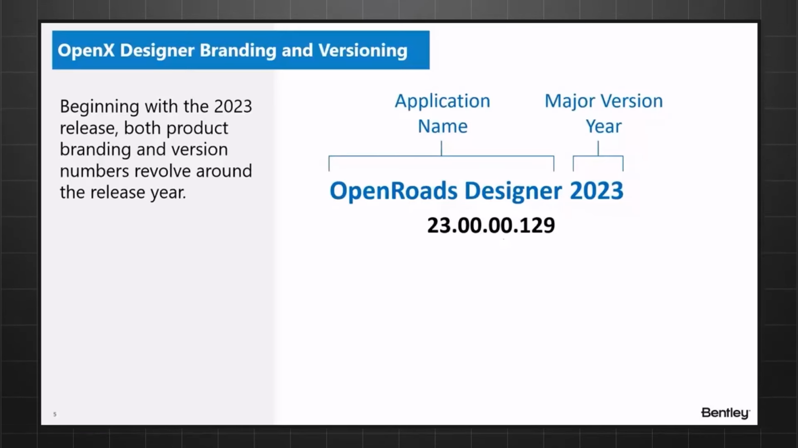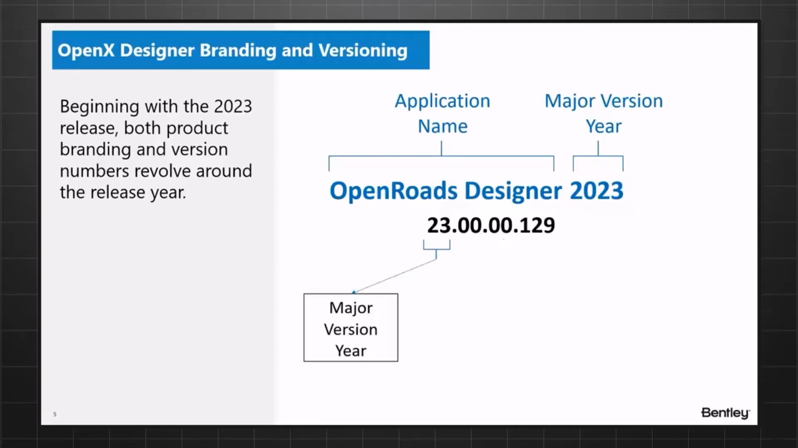So I'm going to just use OpenRoads Designer 2023 as an example. This would also apply, say, for example, to MicroStation 2023 or OpenRail Designer 2023 or any other Bentley vertical product. So what you can see here is you've got really four numbers, and I want to focus on the numbering. The first number, of course, will be the year. So, obviously OpenRoads Designer 2023 begins with 23. This year's release of 24 would begin with 24, and so on and so forth.